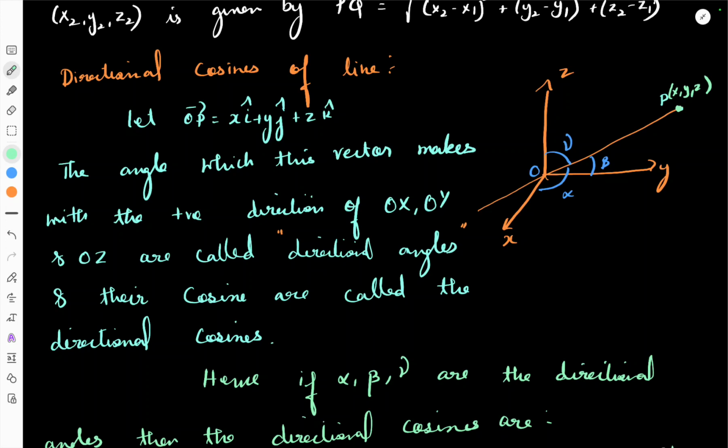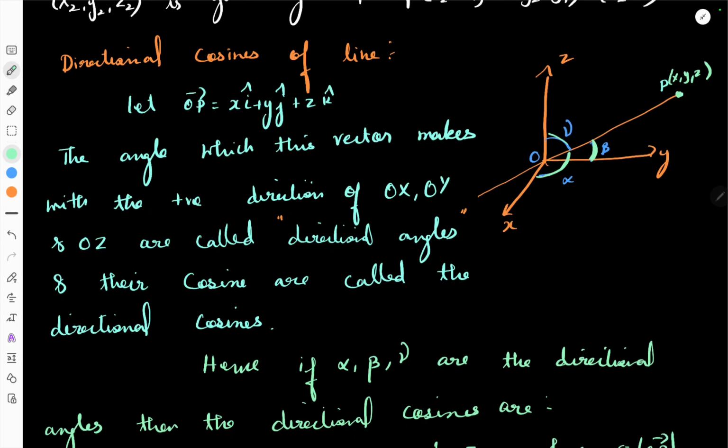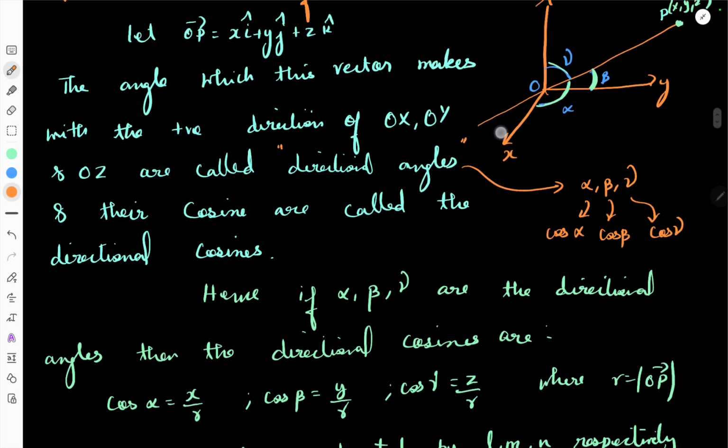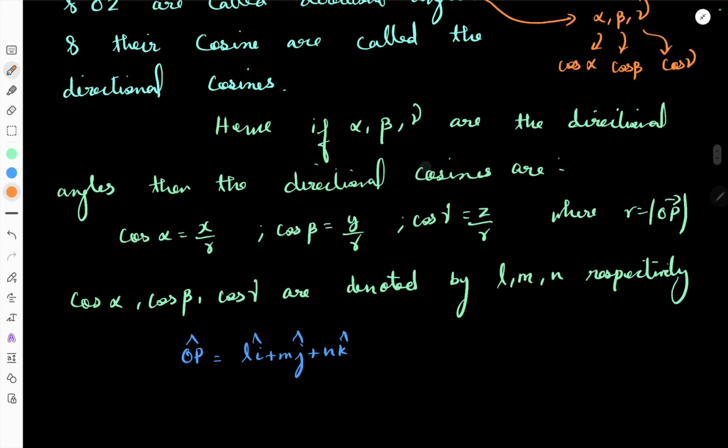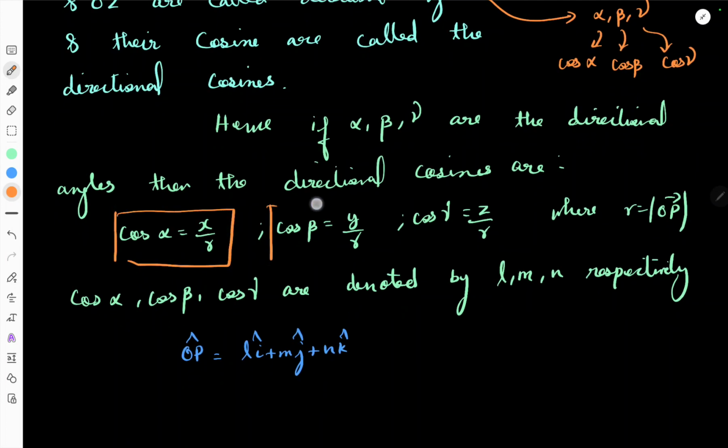The angles which this vector makes with the positive OX, positive OY and positive OZ axes are called directional angles, and their cosines are called directional cosines. So alpha, beta, gamma are the directional angles, and cos alpha, cos beta and cos gamma are the directional cosines. Hence if alpha, beta, gamma are the directional angles, then the directional cosines are cos alpha equal to x by r, cos beta equal to y by r, and cos gamma equal to z by r. This will come in vectors also, the same thing.